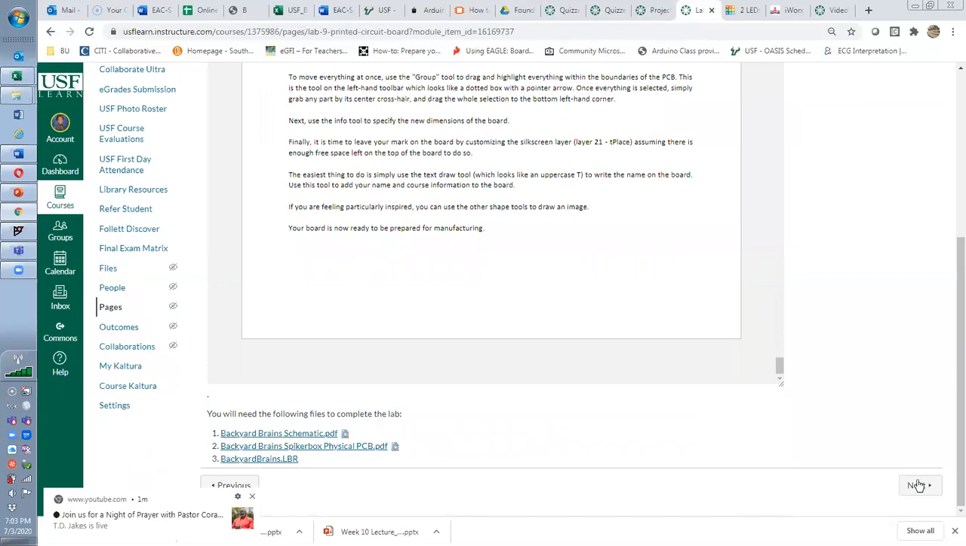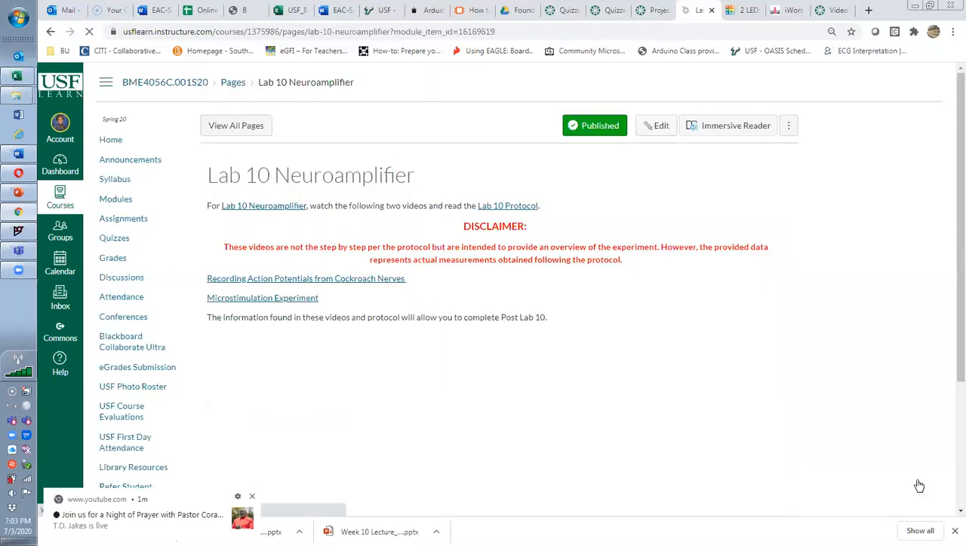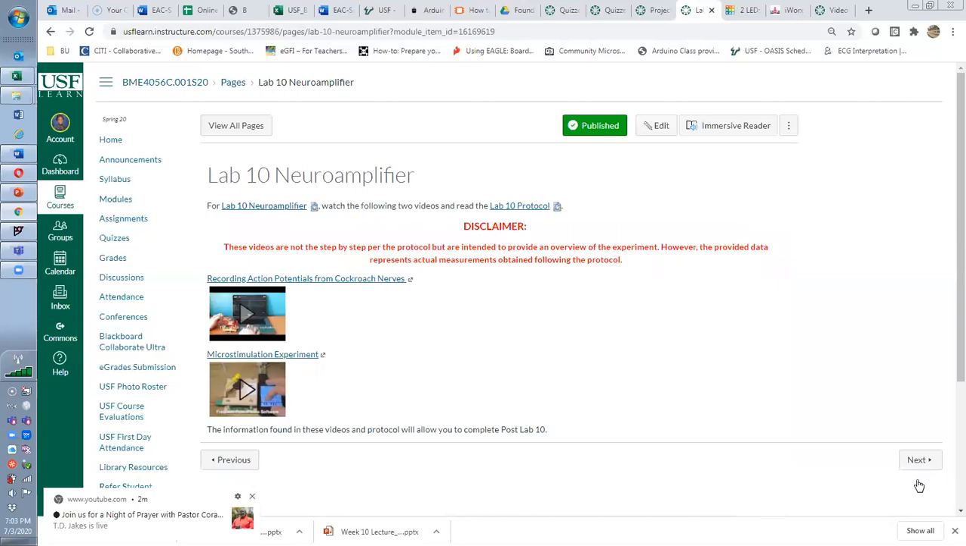Next, they were supposed to use a circuit board, which is a neural amplifier, to collect action potentials from cockroaches. This was a nerve conduction study.